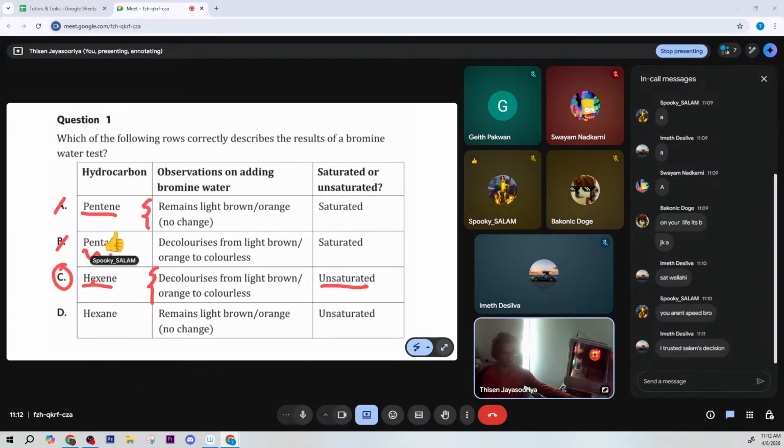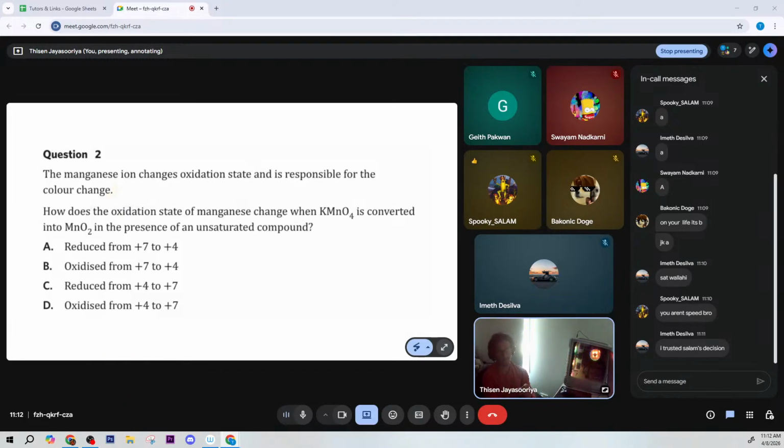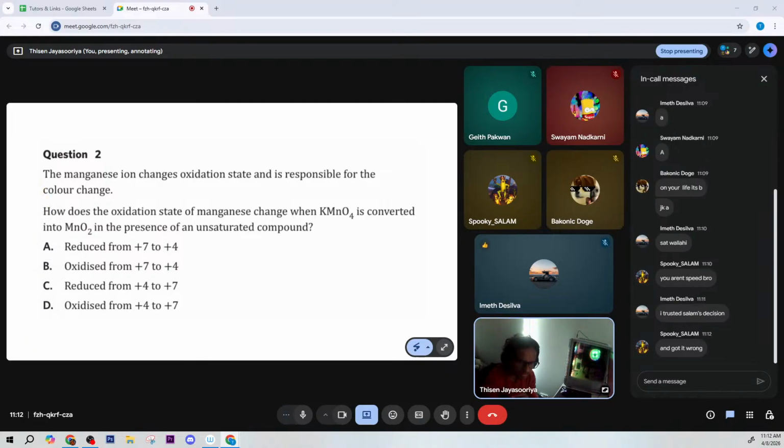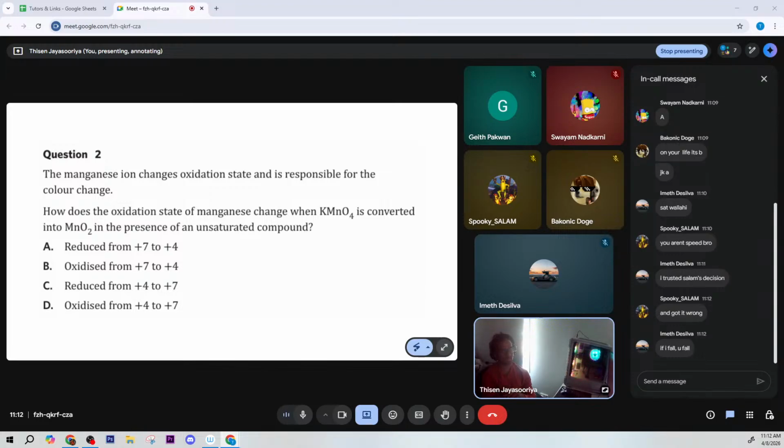Okay. So I'll keep moving forward. So here, the manganese ion changes oxidation states and is responsible for the color change. How does the oxidation state of manganese change when KMnO4 is converted into MnO2 in the presence of an unsaturated compound? So what happens to the manganese? Anyone have any ideas? A, B, C, or D? This is a little bit of the redox chemistry.